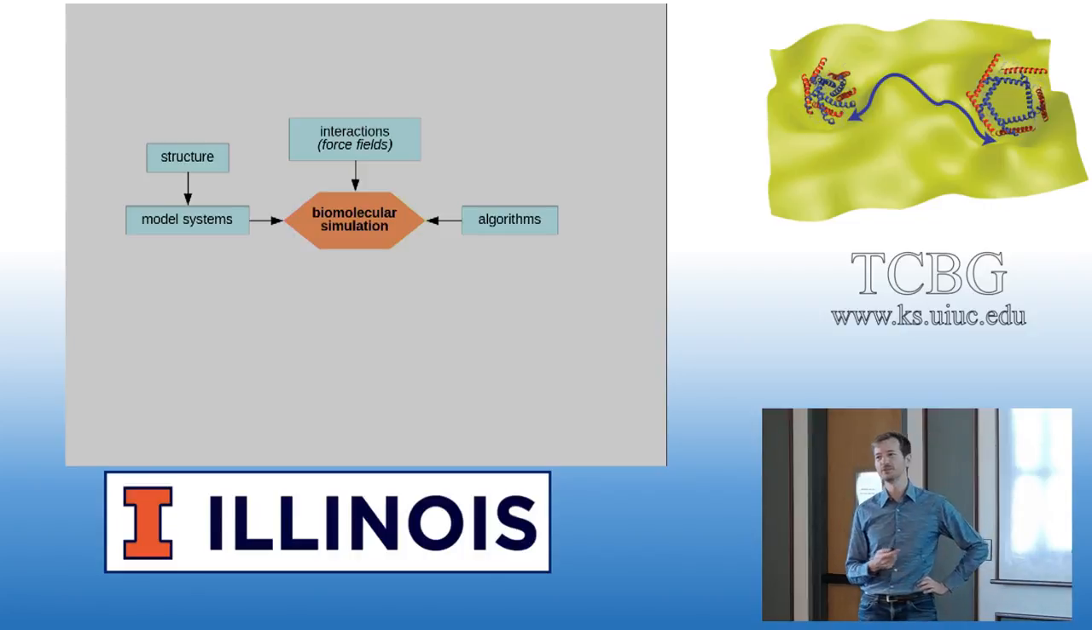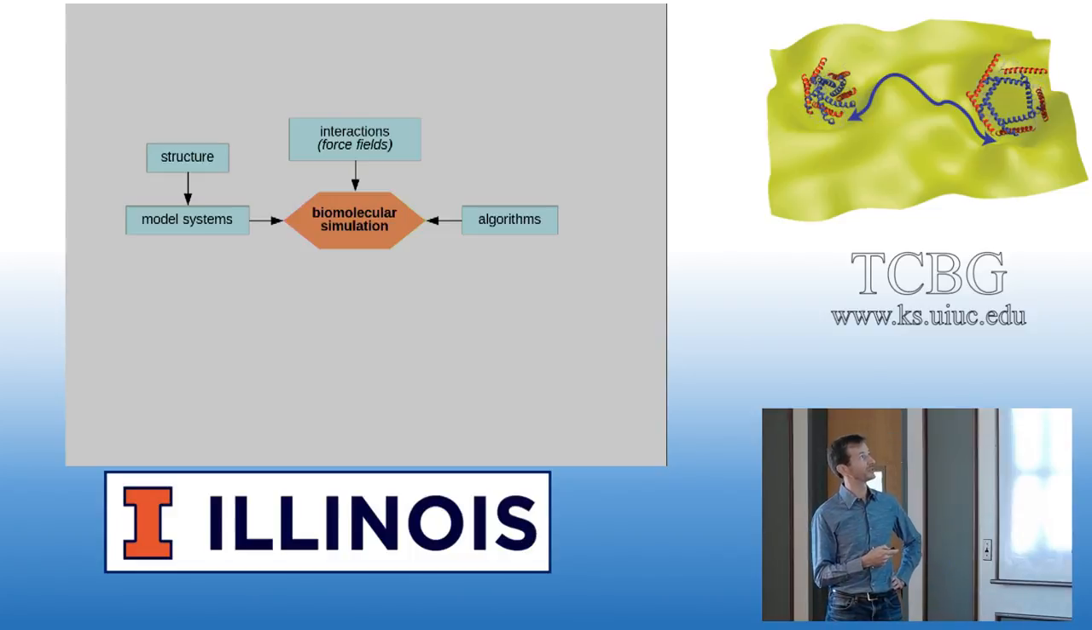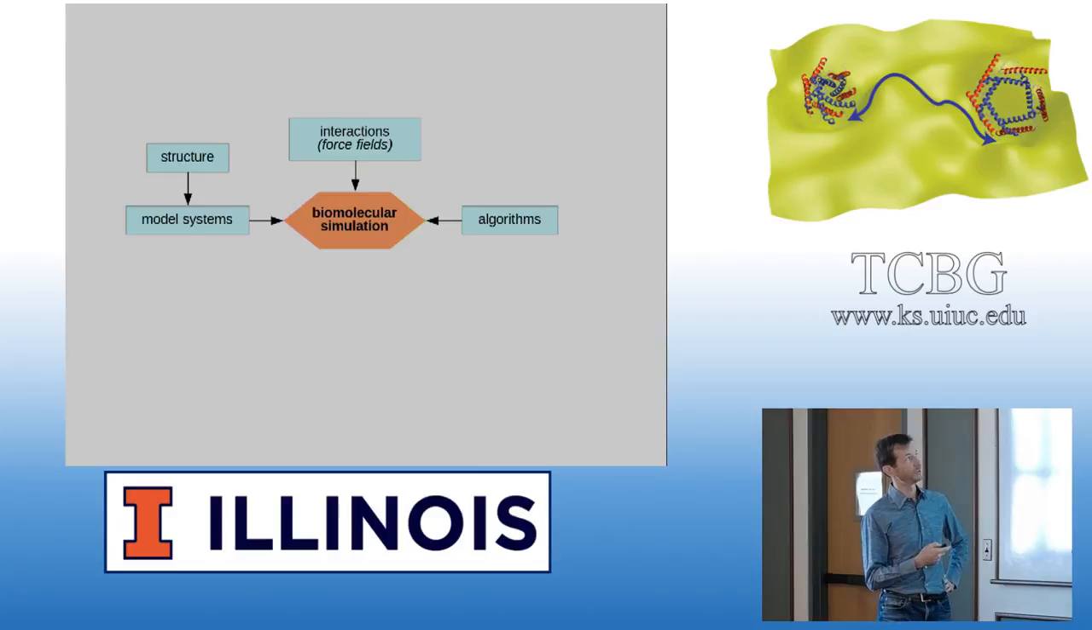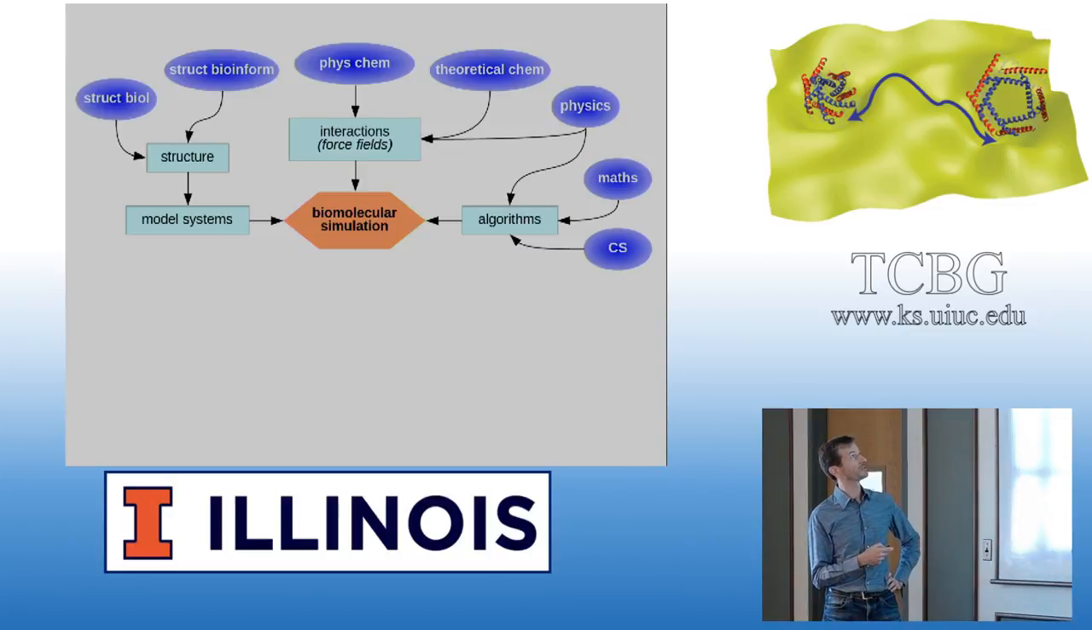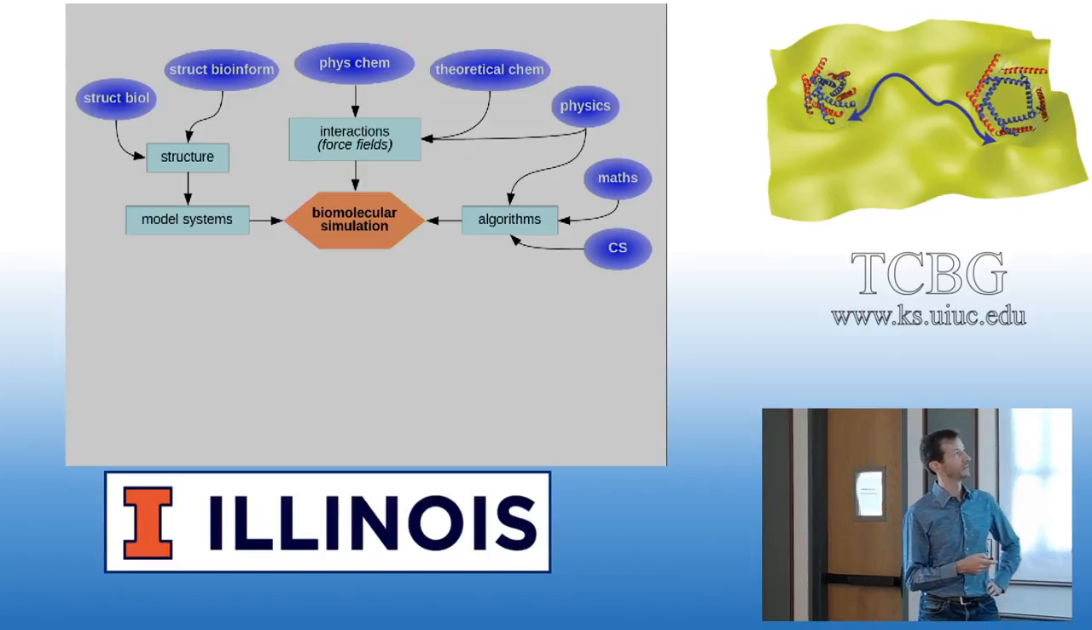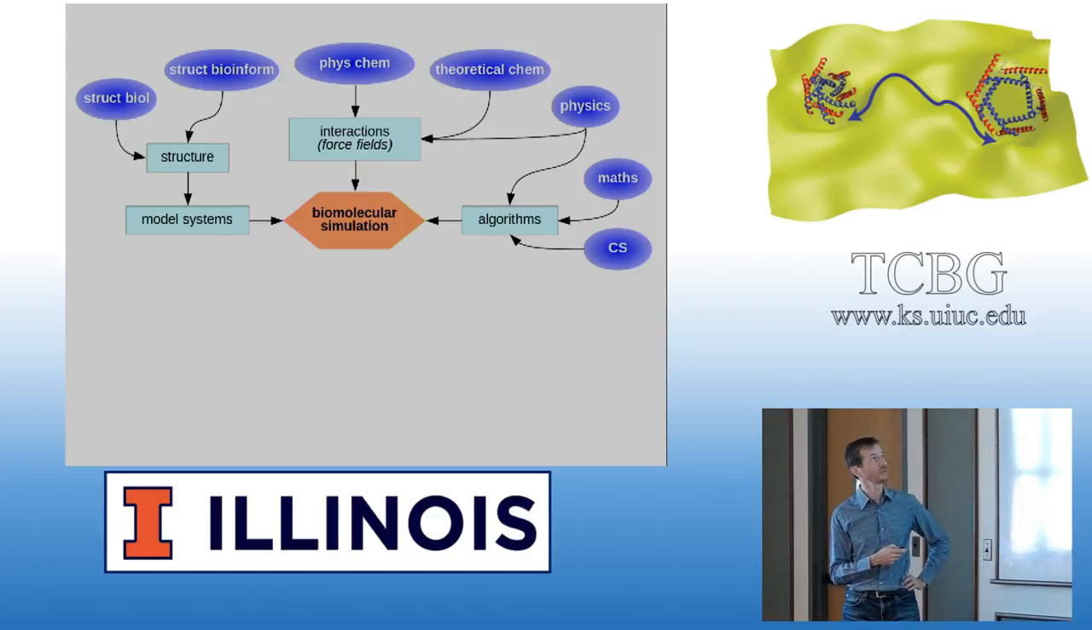In these talks, because we're really at the crossroads between many disciplines, I like to locate the field we're talking about within other fields. So we do biomolecular simulations, and in a biomolecular simulation, you need model systems that come from biological structures, most typically anyway. You need interaction models, the force field, and you need algorithms to simulate the whole thing. So those come from structural biology and bioinformatics possibly, and then physical chemistry, theoretical chemistry, plain physics, math, computer science.